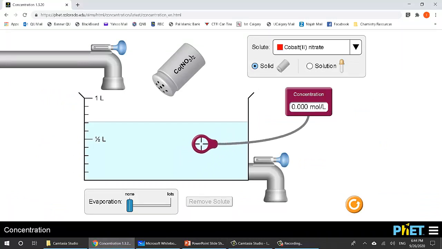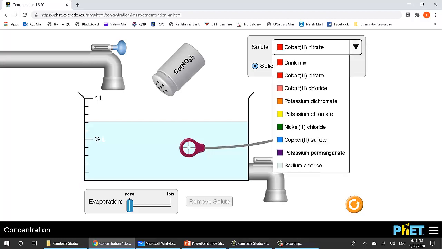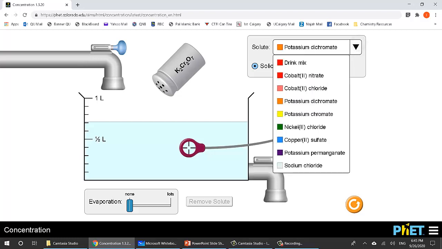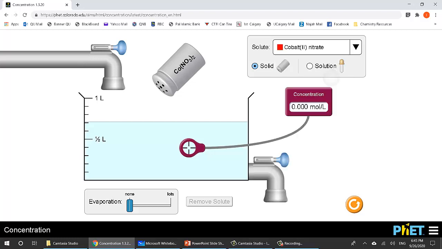Here you have a tank of water, and this is called a concentration probe. You move it with your hand into the solute. First we have nothing in the water, so the concentration reads 0.000 mole per liter, which is the unit of concentration. You can choose whatever solute you like, and you can play with this at home, it's really fun. I'm just going to choose cobalt nitrate.